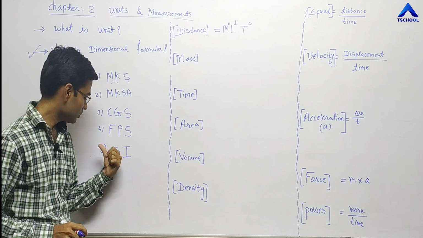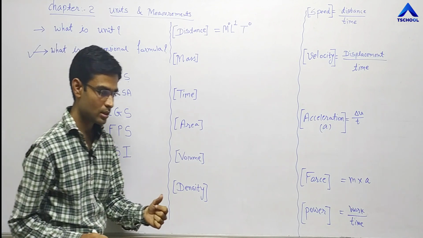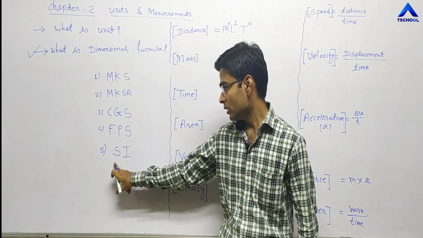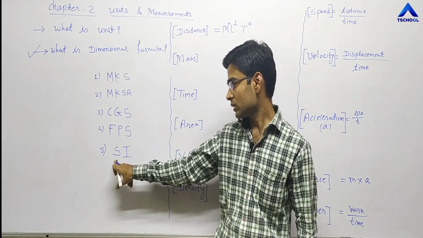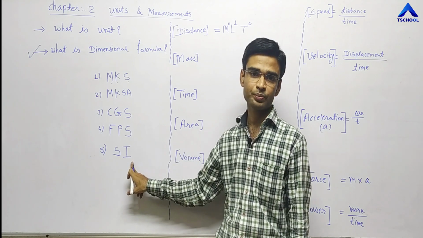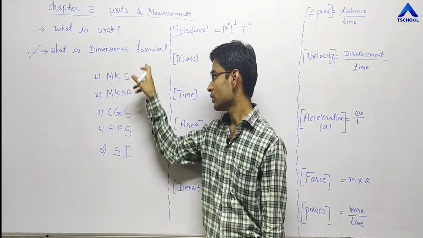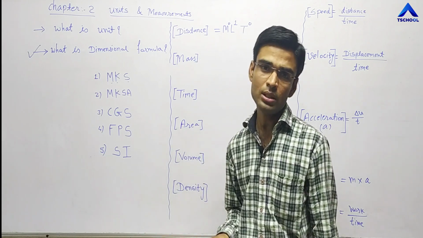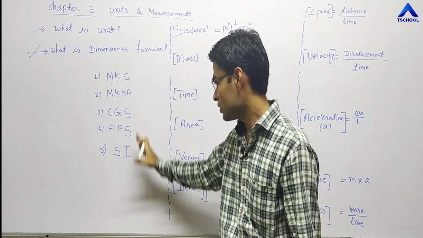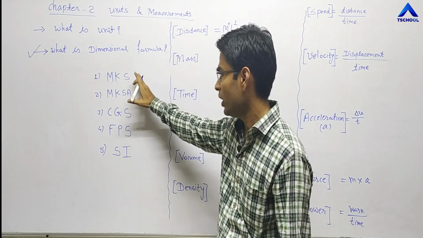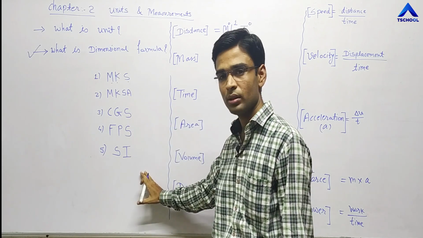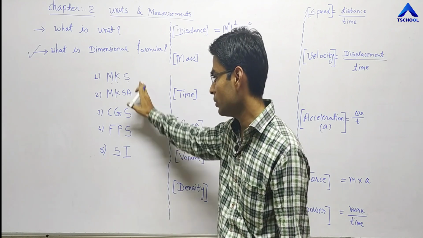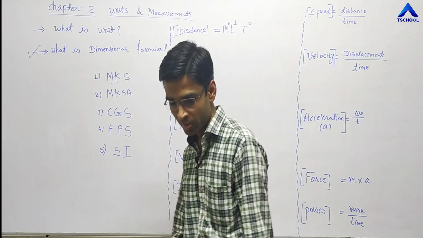Now in 11th and 12th science, mostly we use this last system, System International. Understood? These are the 5 systems. Friends, please note down all the systems. It is very important for the next 2 years, particularly in the physics subject.